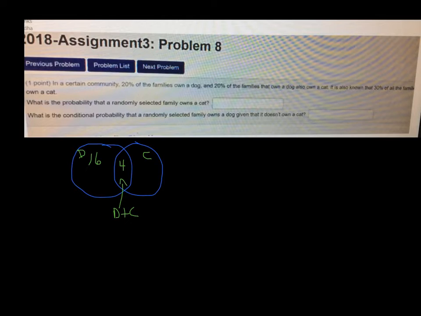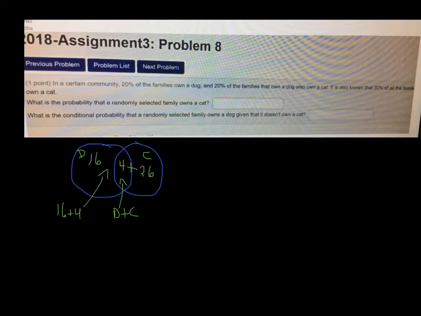It also says that there are 30% who own a cat, and it doesn't specify whether those people have a cat or a cat and a dog. And so we have to assume that the total number of cat owners is 30 for our 30%. So we're going to put the 26 there so that the 4 plus the 26 makes our 30. And then back here, the 16 plus the 4 would make our 20 people who have a dog.